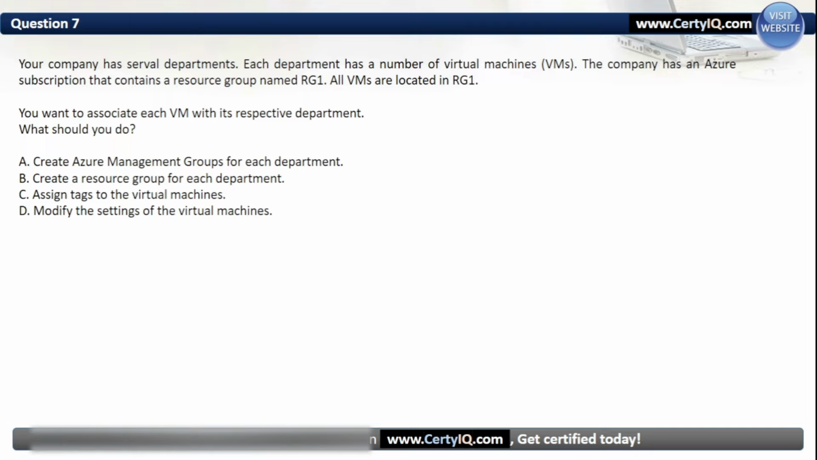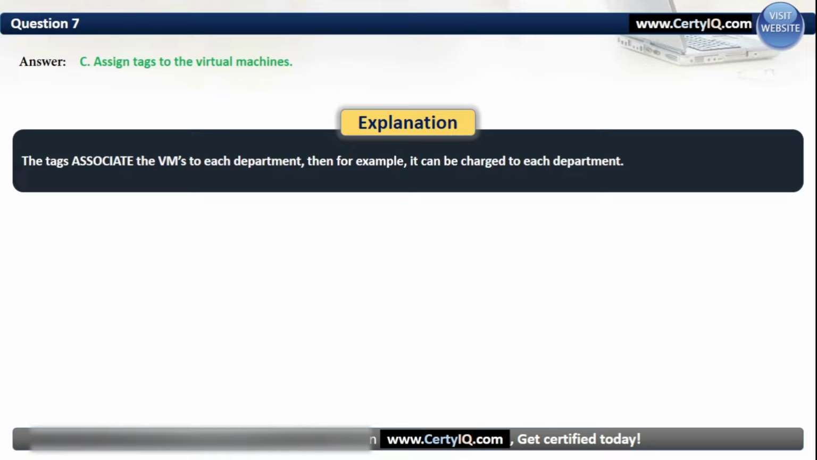The correct option here is C. Assign tags to the virtual machine. These tags are what associate the virtual machines to each department. Then, for example, it can be charged to each department.